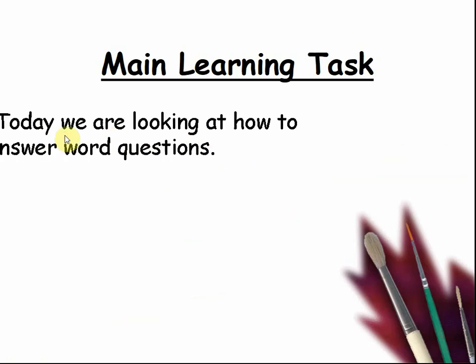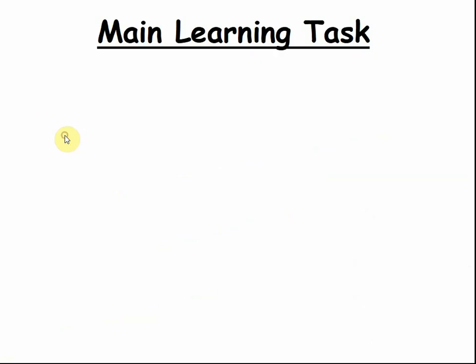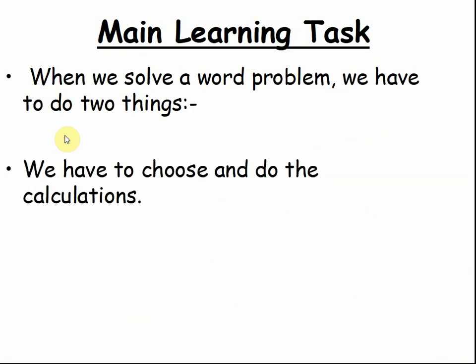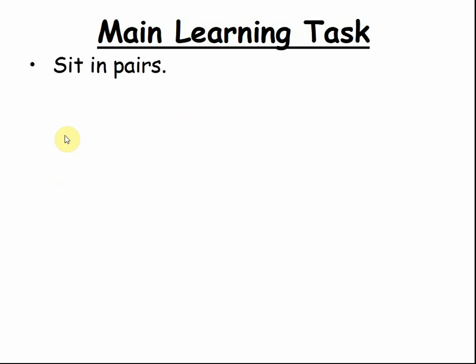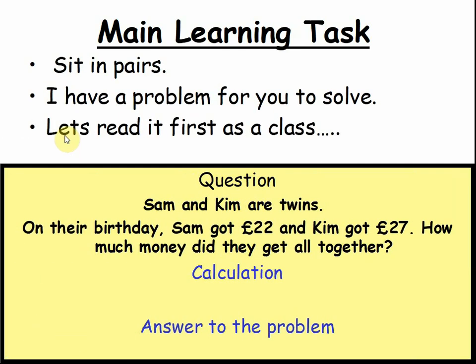Main learning task. Today we are looking at how to answer word questions. When we solve a word problem, we have to do two things. We have to choose and do the calculations. We then use the result of our sum to answer the problem. Sit in pairs. I have a problem for you to solve. Let's read it first as a class.